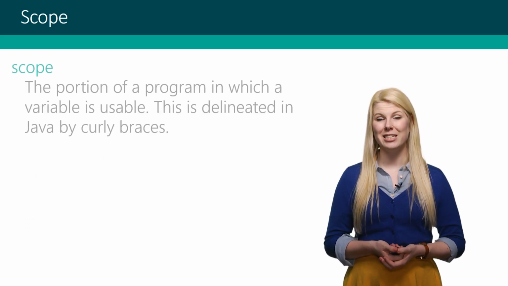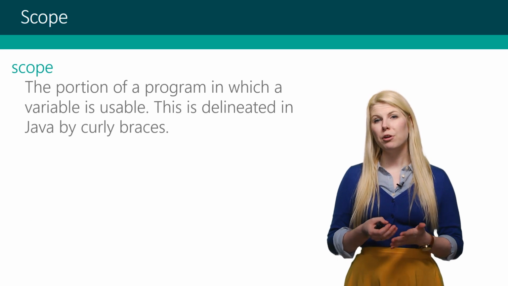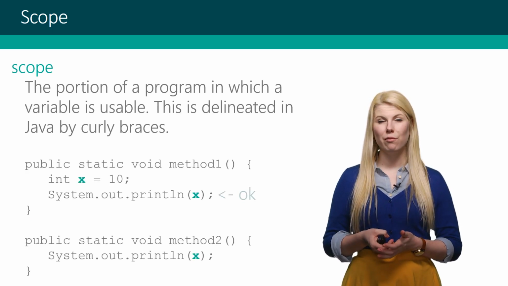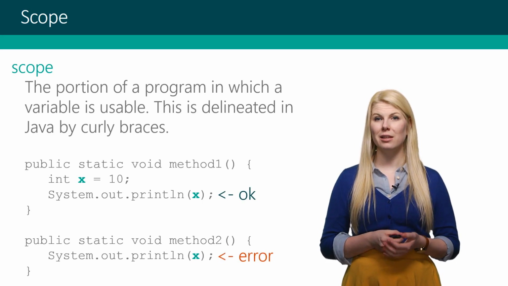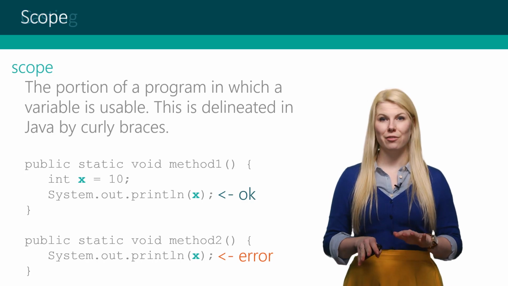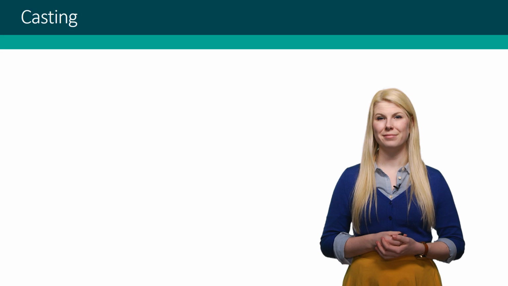Variables also have this idea of scope. Wherever you make your variable, it's only going to live within the closest set of curly braces. And then as soon as the computer gets to that right curly brace, it's going to forget your variable.